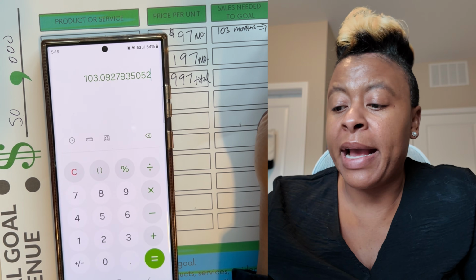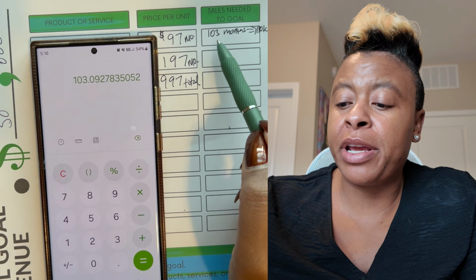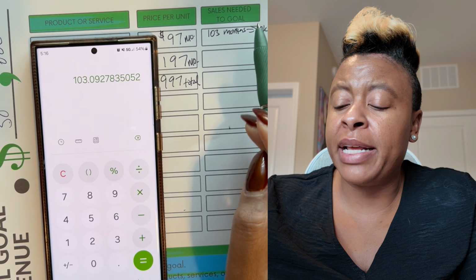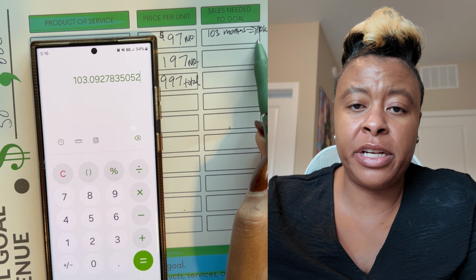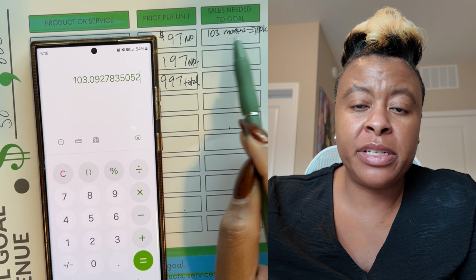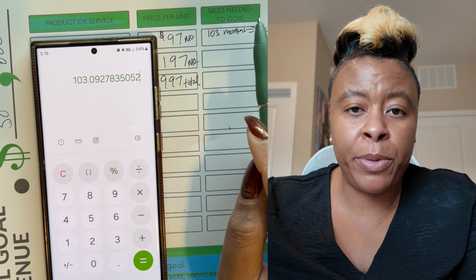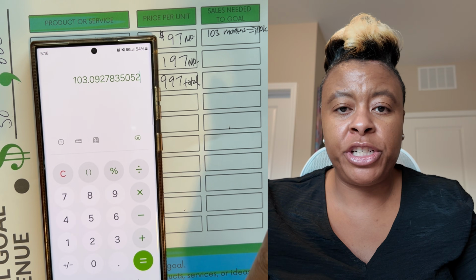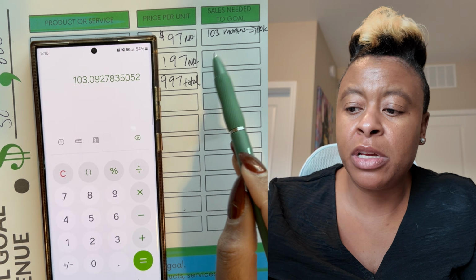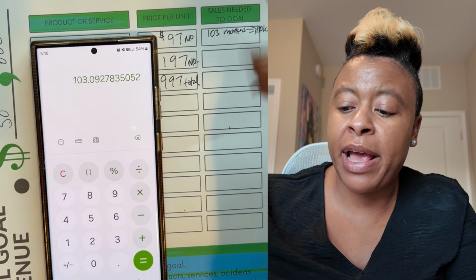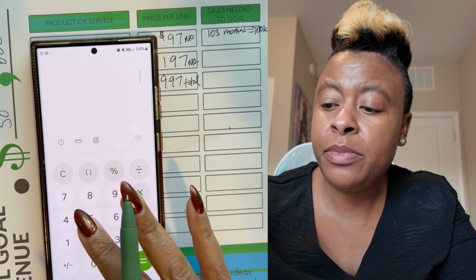All right. Okay, so I would need to sell 103 months of the $97 a month package in order to make 10K just from this tier level. Now, 103 months doesn't necessarily mean 103 people because this is a monthly membership. So now it becomes how many people and how many months. So let's say I want to have 50 people.